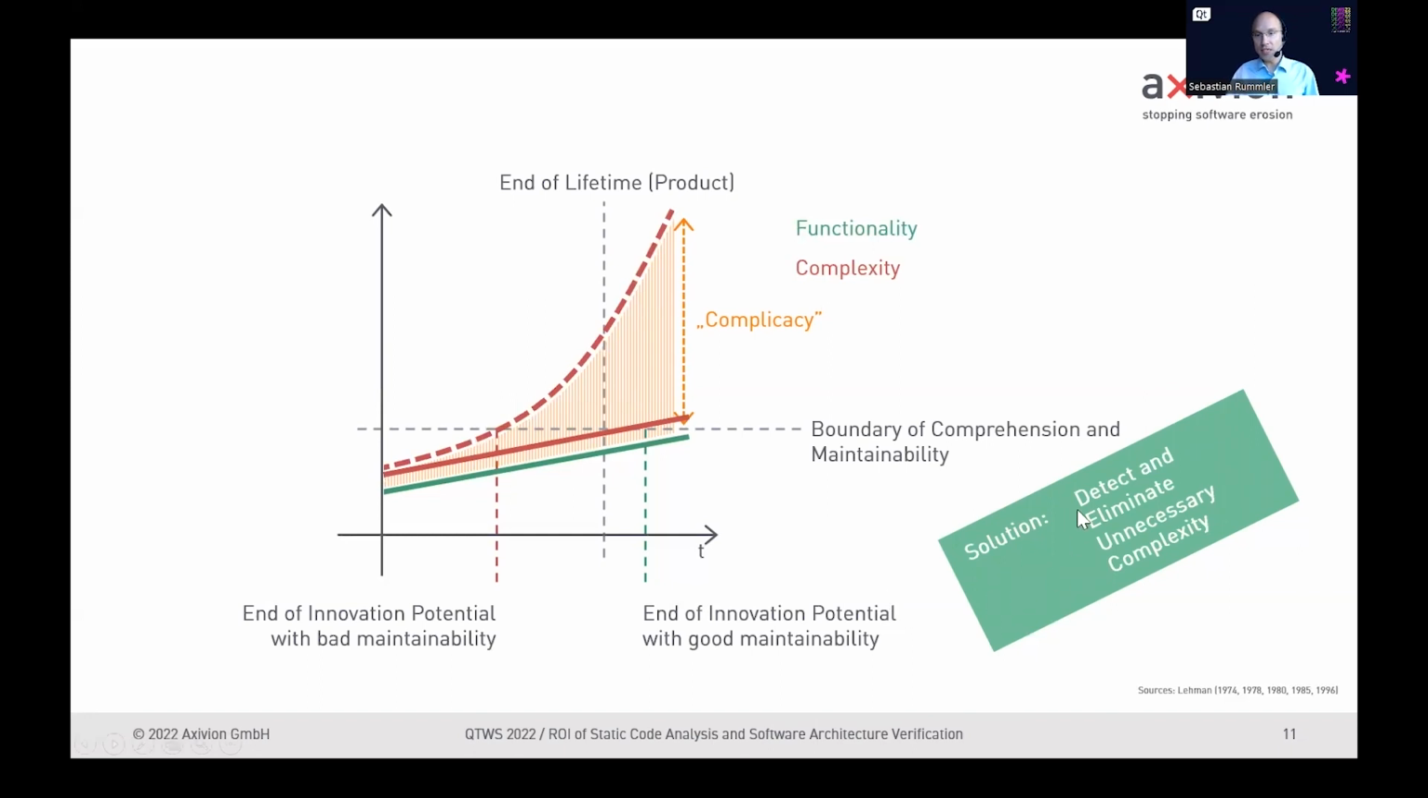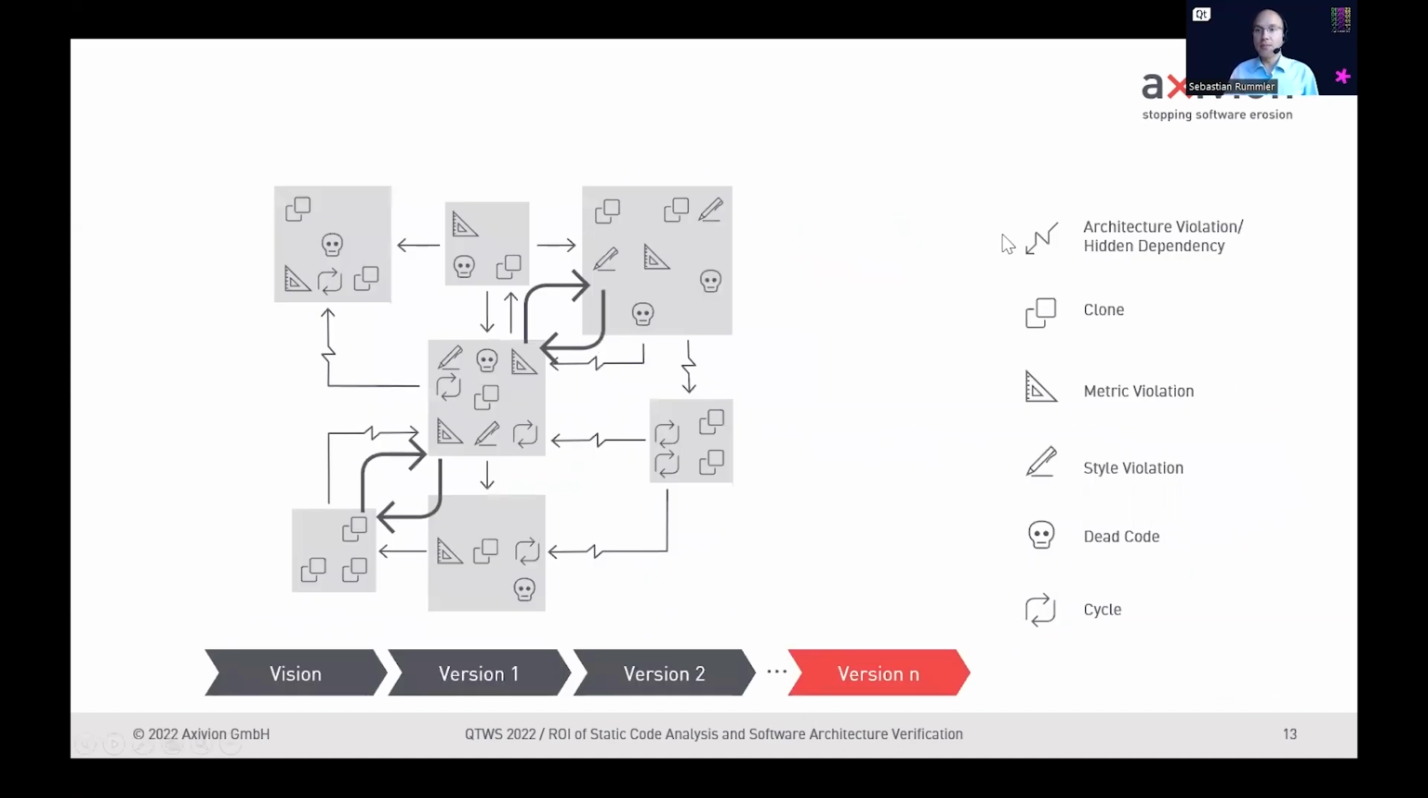So we continuously detect unnecessary complexity so that your development team has a chance to directly counter steer before you reach a level of complexity where you're really in trouble. So that's actually what we're doing. And we're using static code analysis and architecture verification because you can really cover most of the things that can be tackled when we talk about unnecessary complexity. And these are basically these issues here. As I said, architecture violations and hidden dependencies, that's something you can use architecture verification for to make them disappear.